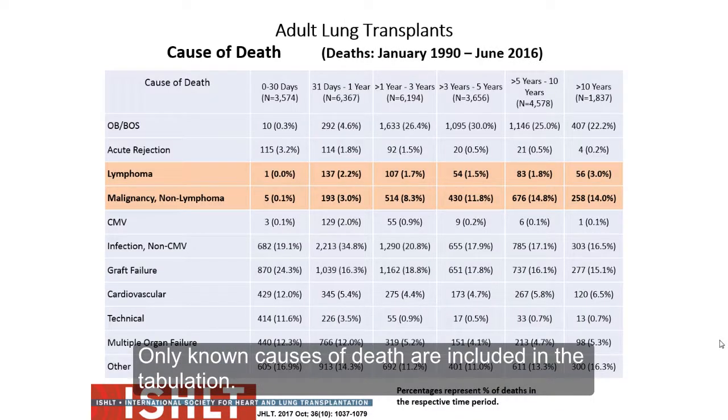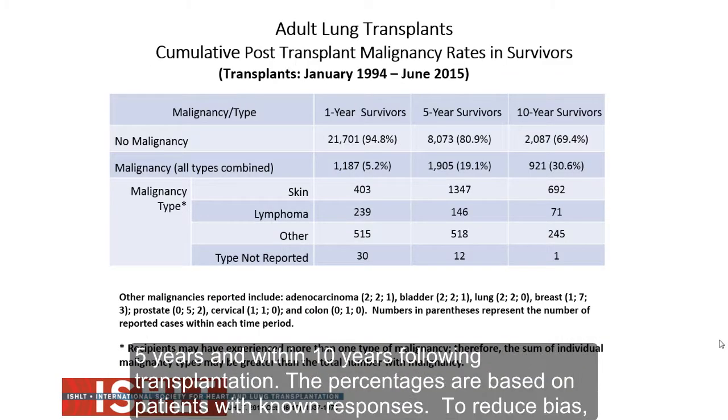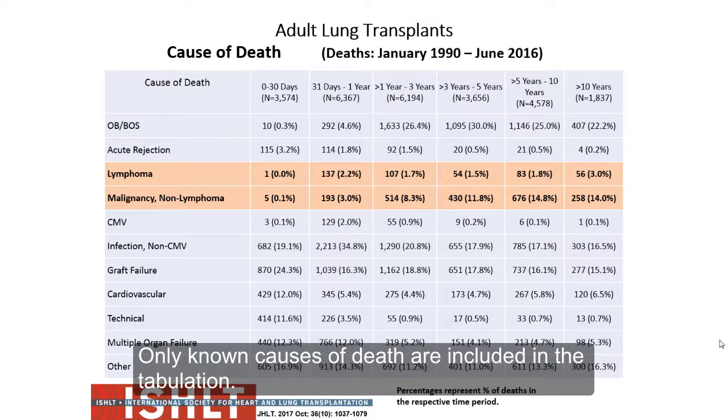Just another slide, a different way to look at it, and this breaks it down into the first 30 days, and then 30 days to a year, 1 to 3, 3 to 5, 5 to 10, and greater than 10, and the rates of lymphoma or PTLD, and then non-PTLD malignancies, and how prevalent they are. Or the deaths, sorry, this is not the incidence, this is deaths from it. So we said about 30% at 10 years had a malignancy. And then at 10 years, about 15-16% have died from the malignancy.